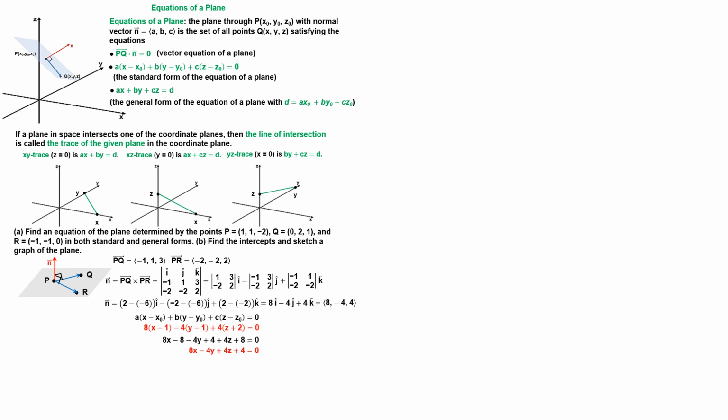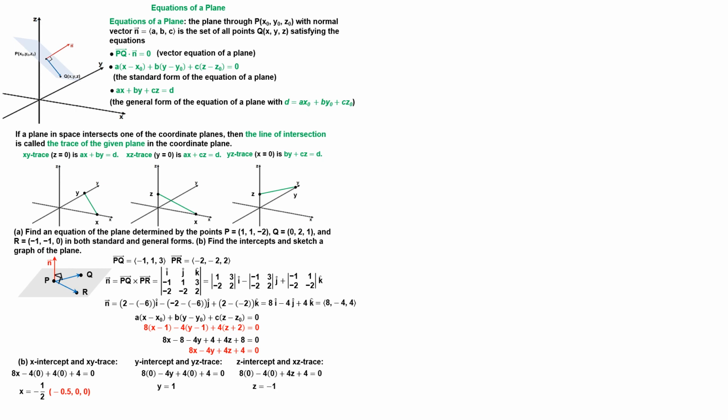Now we can go back and sort out item B. To sketch a plane in space, it's helpful to find its points of intersection with the coordinate axes. We can find the x-intercept by letting y equals 0 and z equals 0 in the equation of the plane and solve for x. Similarly, we find the y and z intercepts.